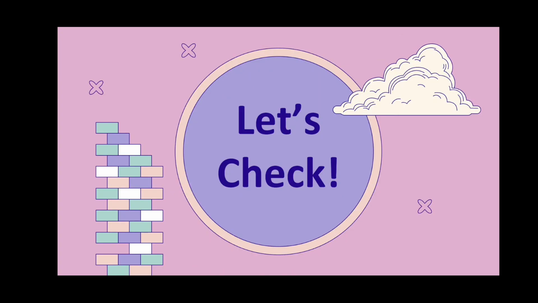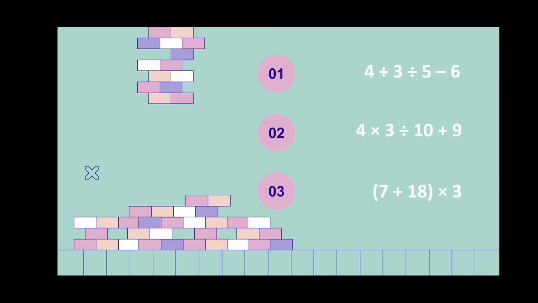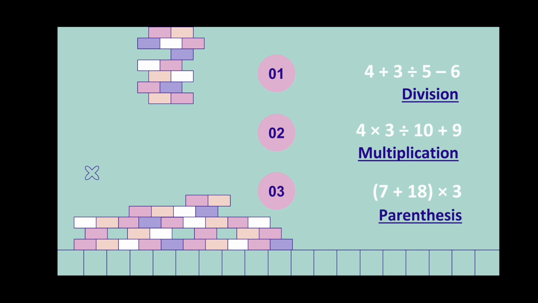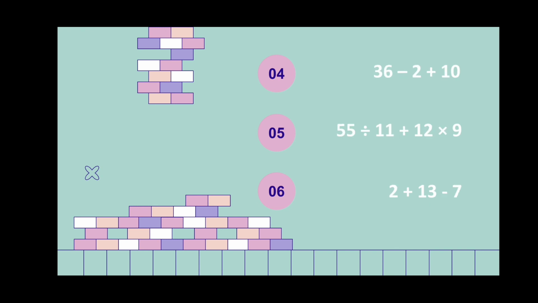Let us now check. For number 1, the answer is division. Number 2, it's multiplication. Number 3, parenthesis. Number 4, subtraction. Number 5, division. And number 6, addition. What is your score? Very good.